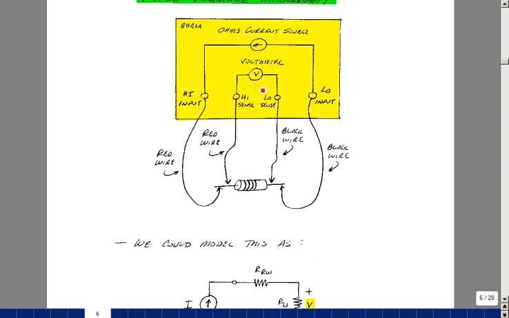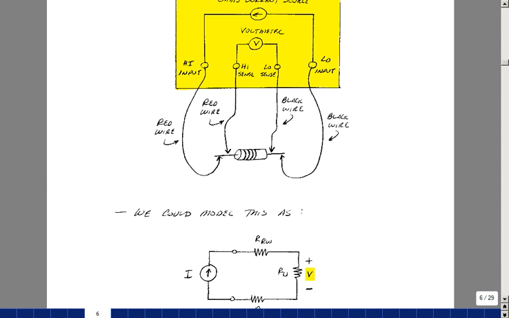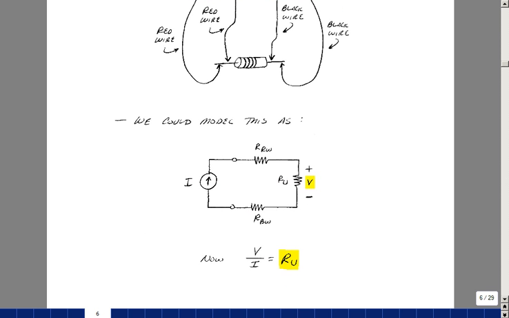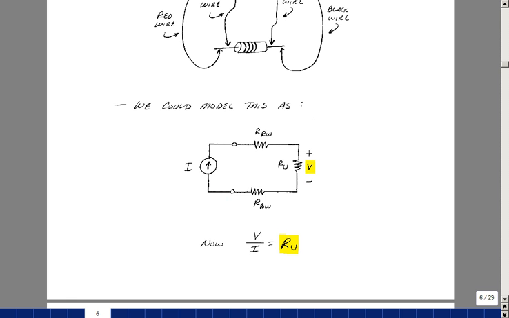Now a voltmeter ideally has an infinite resistance, but many digital meters have input resistances on the order of tens of hundreds of megohms. So in reality now we're measuring the voltage across the sample and we're forcing a known current through the sample, and so the ratio of this voltage to this current is the value of the unknown resistance.